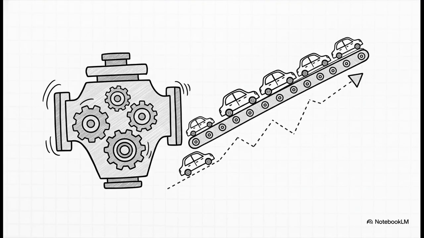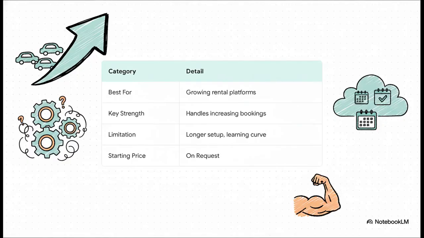And finally, we have Trio-Angle, or the growth engine. This script is designed specifically for platforms that are already getting some traction, and now they need a really robust system to handle more bookings and more complexity. So, its key strength is its ability to handle serious growth and a high volume of bookings. The catch? It requires a longer setup time, and there's a bit of a learning curve for the person running it. It's a really powerful tool, but it's built for those who are ready to manage a more complex operation.